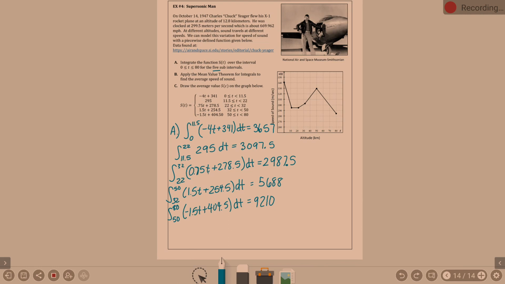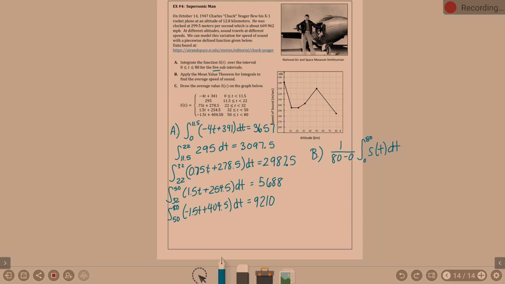On all of them? Do you add them and divide by 5? Not by 5. By 80. Think of it as average value, because it's average speed. So it's going to be 1 over 80 minus 0, since it was 0 to 80. And if I generalize, it's 1 over 80 times the integral of s of t dt, from 0 to 80. Now, we've already done all those pieces, yes?